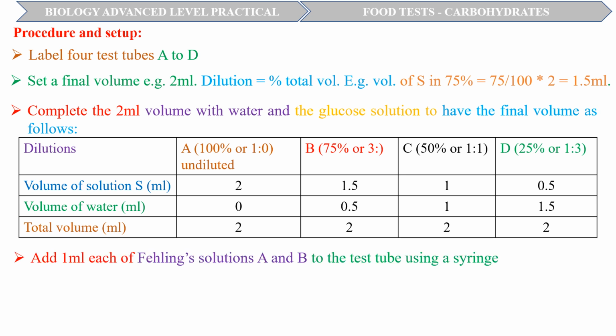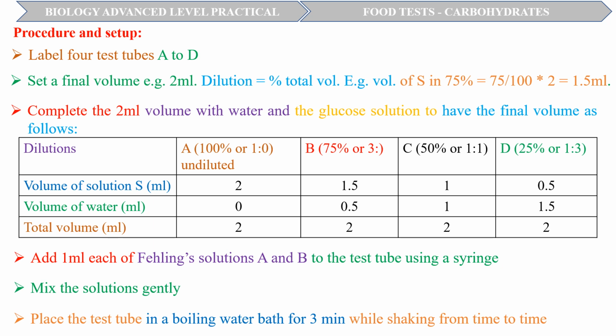After this, add 1 milliliter each of Fehling solutions A and B to the test tubes using a syringe. Mix the solutions gently and place the test tubes in a boiling water bath for 3 minutes while shaking from time to time.